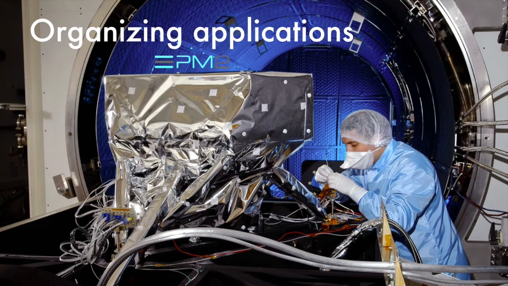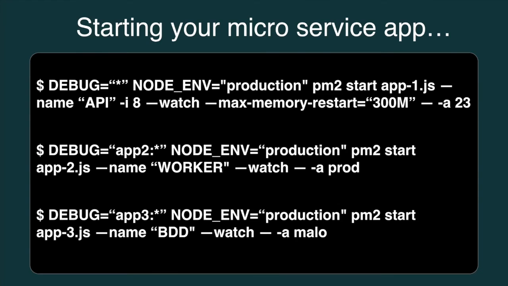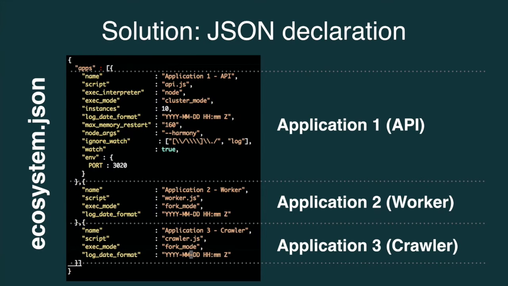So now, organizing applications. If you build your application in a microservice way, splitting your monolithic application into small services, it can be quite painful to start all the applications with all their options on how they should behave: the environment variables, the name of your application, the number of instances you want, the watch, whether the application must be restarted on a certain memory threshold, the arguments, and so on. If you have a lot of applications, it can be quite ugly to manage over time. So this is why we have this feature.